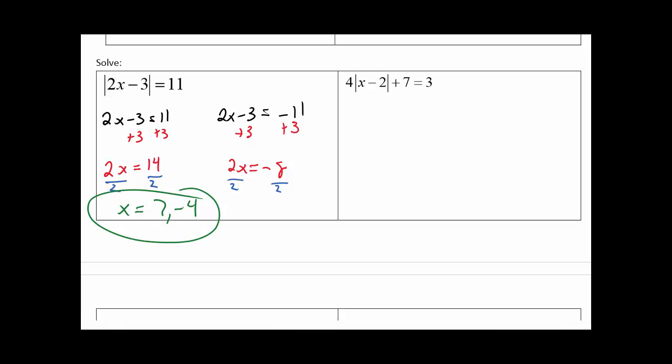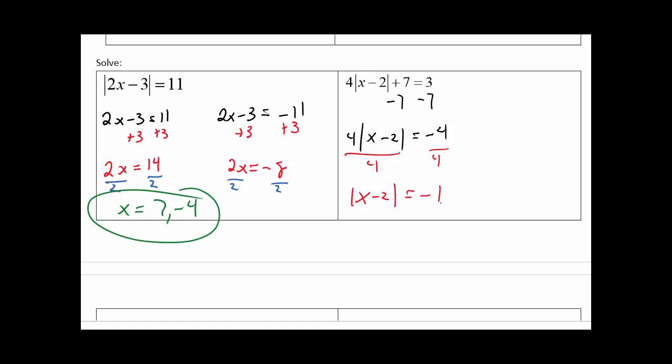In the second equation, we've got the absolute value buried in a lot of other operations. So the first step is to clean this up. I'm going to subtract off 7 from both sides. So 4 times the absolute value of x minus 2 equals negative 4. And then I'm still trying to get that absolute value isolated here, so that's the absolute value of x minus 2 equals negative 1.